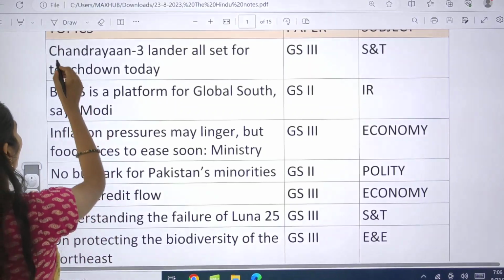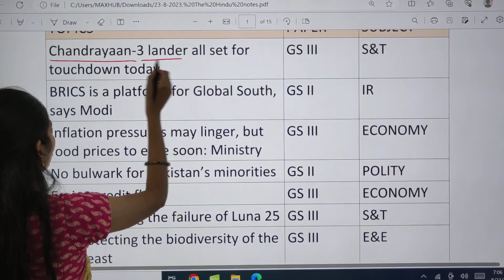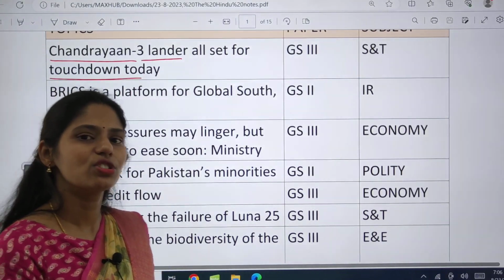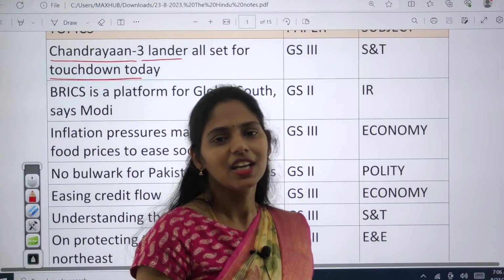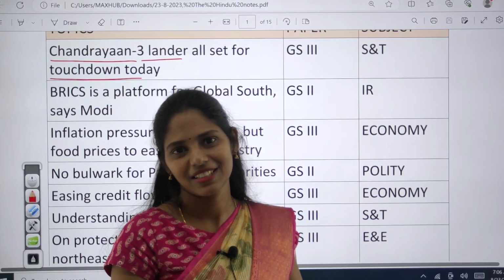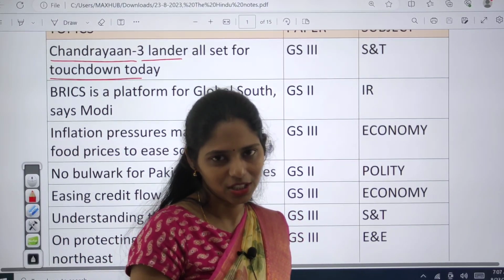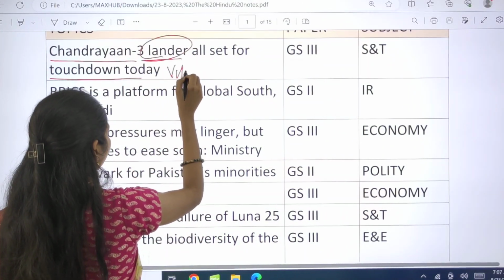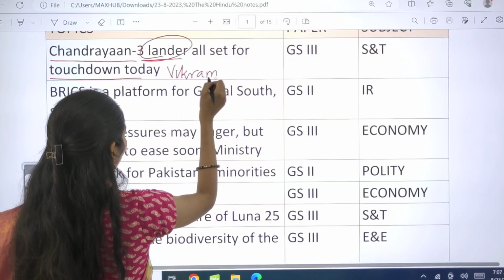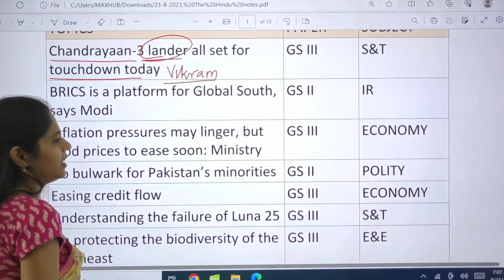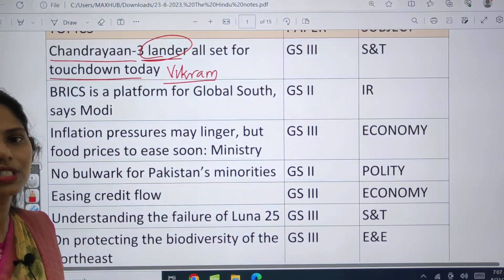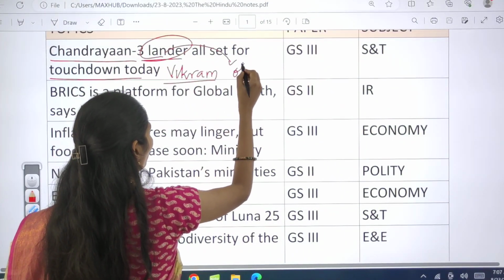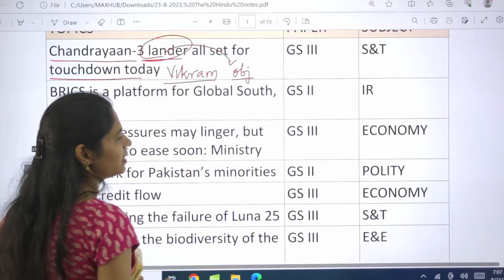The first topic is about the Chandrayaan 3 lander, all set for touchdown today. If we have a soft landing on the moon surface, then this will be a great success for India, especially for ISRO. Here you have to know some facts regarding this Vikram. Vikram is the lander, and by today evening we are going to see the result of this Chandrayaan 3, and we have to know what the objectives of this Chandrayaan 3 are.